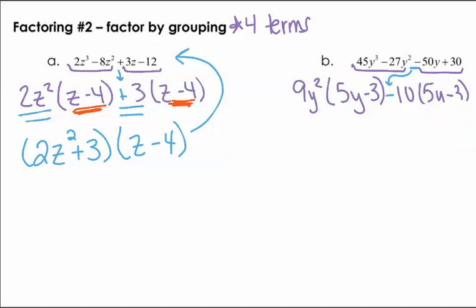Now that we've got our GCFs, I'm going to take the two GCFs and write that as one factor, so 9y squared minus 10. And then the other two terms that are the same, remember that those have to match, identical, 5y minus 3. And that will be my other factor.